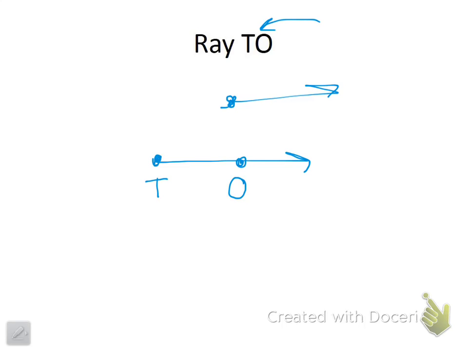So ray TO. Remember, a ray is a segment with a line and an arrow. So I need to create my point T, I need to create my ray, and O. This first letter is always going to be my endpoint. So TO looks like that, and it's a ray.